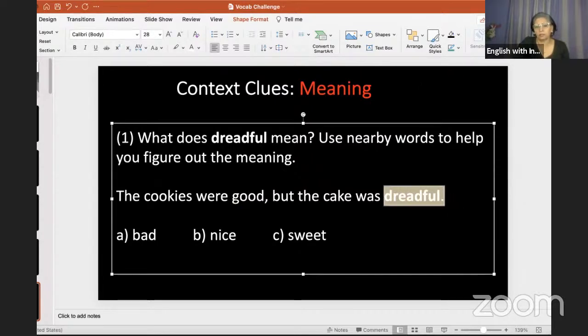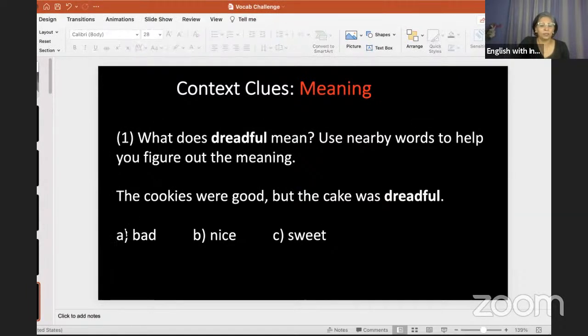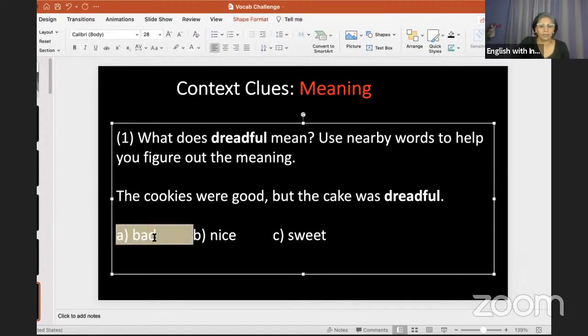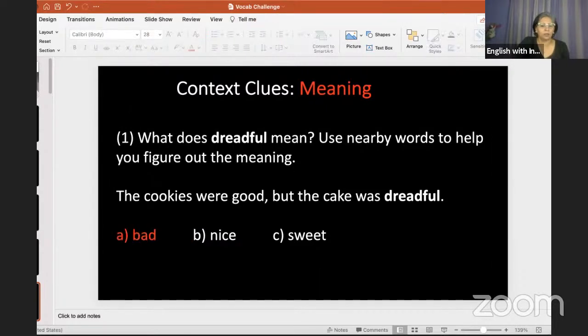This word is bad. Yes. So bad. Excellent. Yes. So that word is bad. So yes, some of the examples might be easy and some might be hard. So let's move on to the next one. So our answer is bad. So let me change the color. Bad. Okay. So next one.